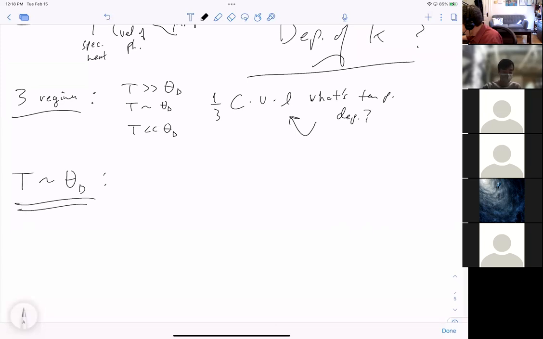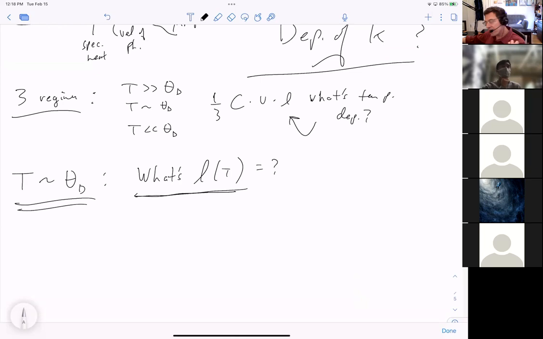And so what's going to happen is you're going to have phonon collisions. Remember, it's the phonon collisions. We want to ask ourselves, what's L? We want to know what's the temperature dependence of the mean free path in this temperature range. And it's a little bit tricky because you want to ask yourselves, what are the scattering events that cause thermal equilibrium?